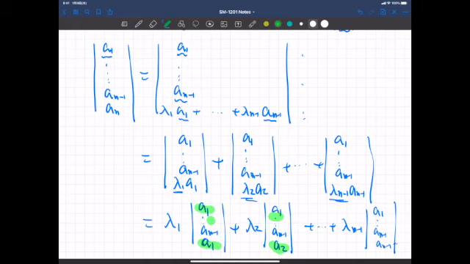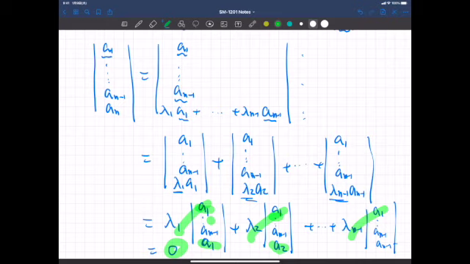But in those cases, we know that the determinant is 0. If two rows are the same, then the determinant is 0. Therefore, this is equal to 0. So every term is 0. So this is 0, 0, 0. So everything is 0. Therefore, the determinant is 0. Okay.